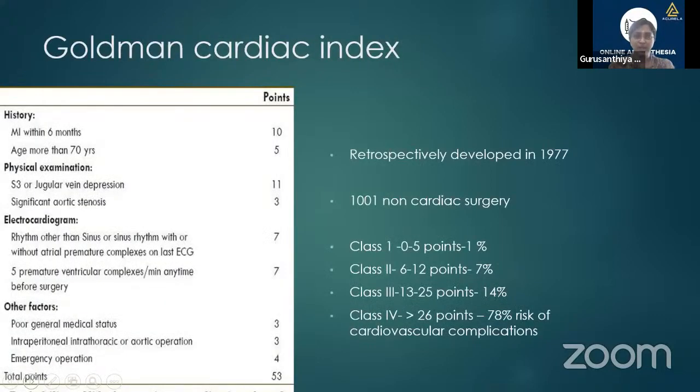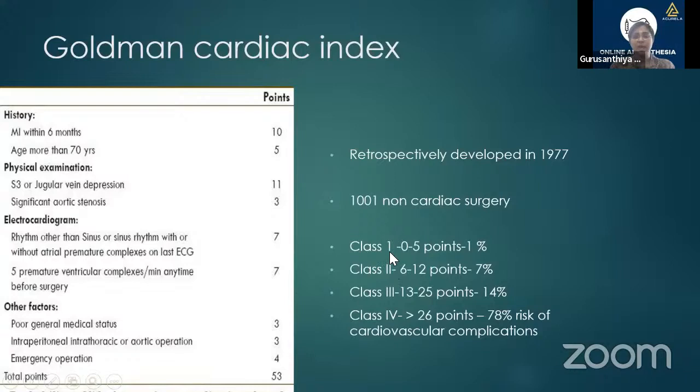Coming on to Goldman Cardiac Risk Index, it is a 9-point index which was retrospectively developed in 1977, involving 1,001 non-cardiac patients. Pertaining to history, MI less than 6 months carries 10 points, age more than 70 years carries 5 points, and in the physical examination, S3 gallop carries 11 points, signifying heart failure, and significant aortic stenosis carries 3 points, rhythm other than sinus carries 7 points, more than 5 PVCs per minute carries 7 points, and poor general condition and intraperitoneal or intrathoracic or aortic surgeries carry 3 points, and emergency surgery carries 4 points, and the total is around 53.